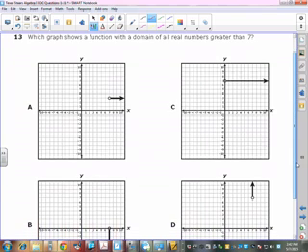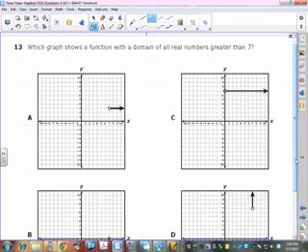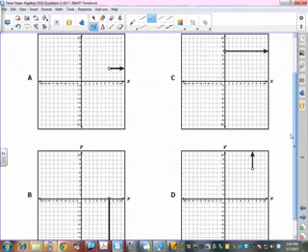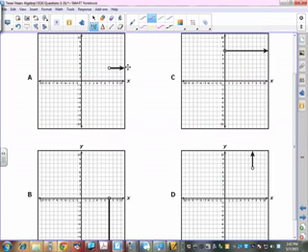Okay, we are looking for domain now. In domain, we want all real numbers greater than 7. Domain, is that the X number or the Y number? Domain is X, range is what? Okay, so we want X greater than 7. And it would be A because X is starting at 7 and then it's going to the right. By the way, why is there an open circle there and not a closed circle? Right, okay, good.